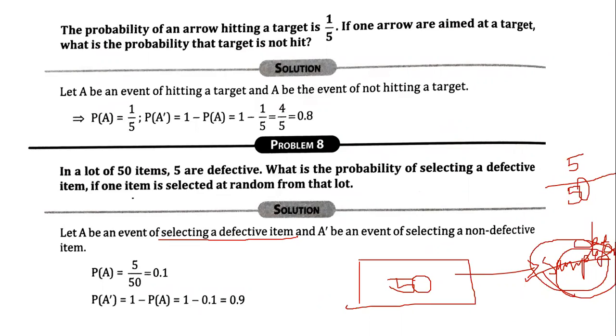Okay, so out of 50 total products, 5 are defective. So the probability of selecting a defective item is 0.1. So there is a 10% chance that we select a defective item as the first random piece only.